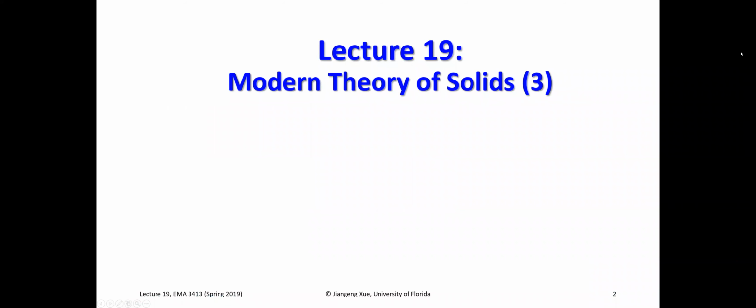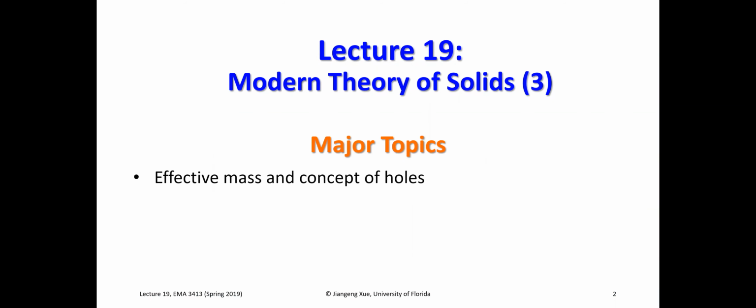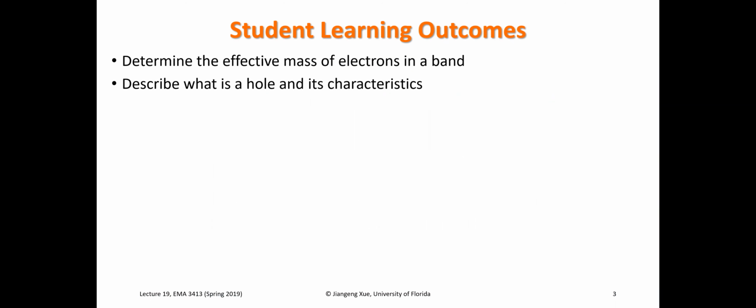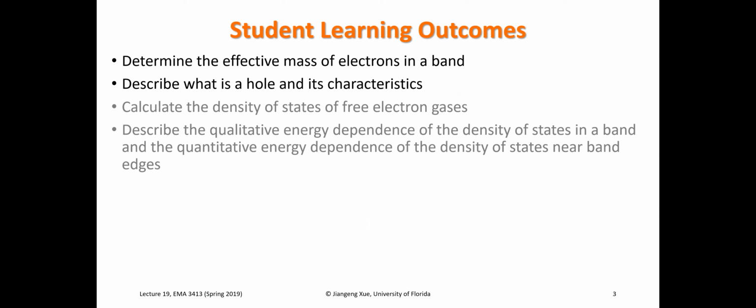Lecture 19 is our third lecture on modern theory of solids. In this lecture, we talk about effective mass, the concept of holes, and the density of states. First, students should be able to determine the effective mass of electrons in a band and then describe what a hole is and its characteristics.